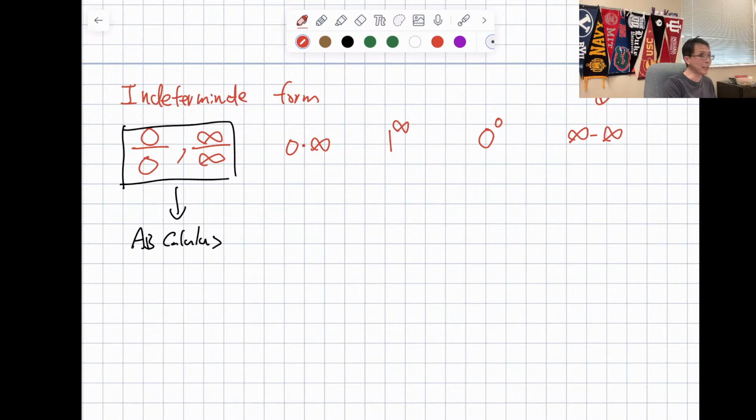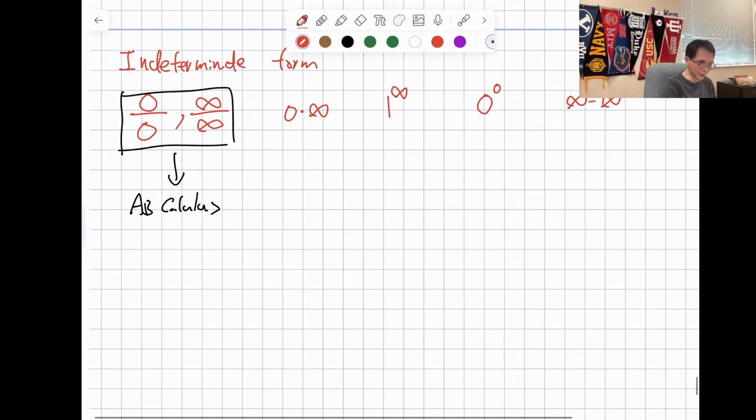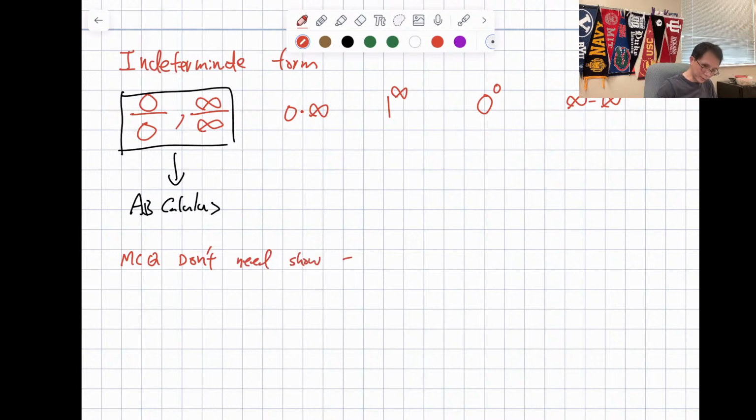Now for the AB exam, you are going to have 0 over 0 and infinity over infinity. But I'm going to show you that if it's an MCQ, a multiple choice question, you don't need to show work. If it's an FRQ, you must show the rubric. What I mean by rubric is that there's a certain way for you to answer the questions. If you don't, they won't give you the points.